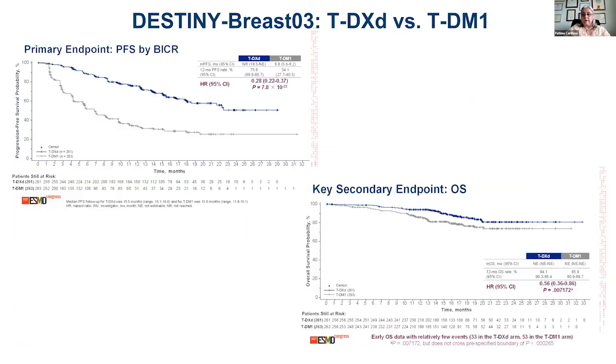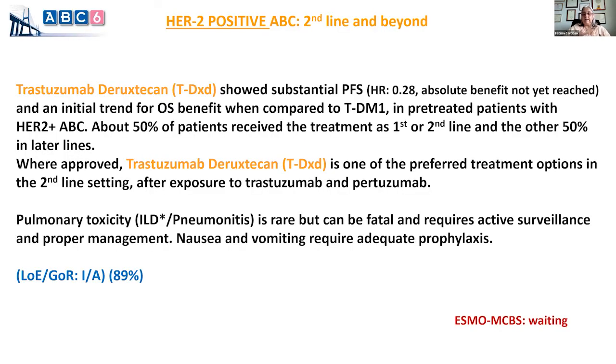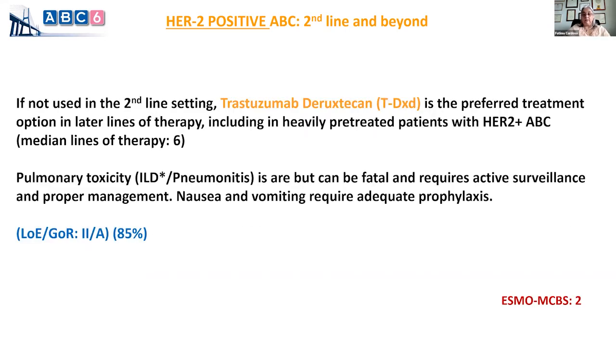And what they saw here, again, you see the curves separating. So meaning that deruxtecan was superior to T-DM1 when given after that other combination that I showed you, trastuzumab, pertuzumab. So that has led to the recommendation that deruxtecan, where available, because it is not available everywhere, can become a preferred second-line treatment after trastuzumab, pertuzumab. But we have to pay attention to this possibility of toxicity to the lungs.